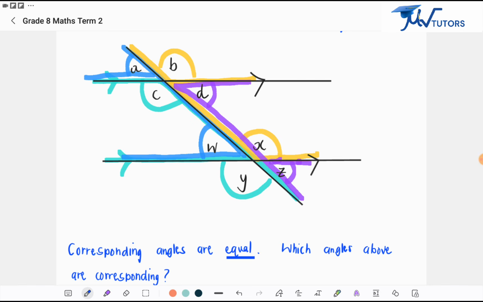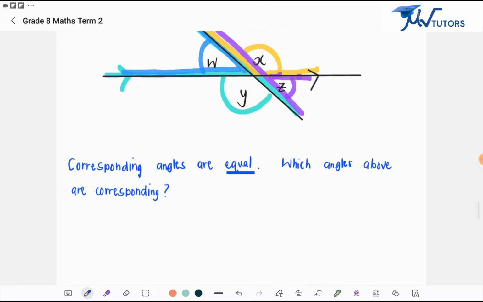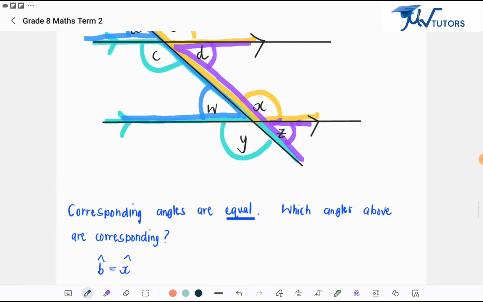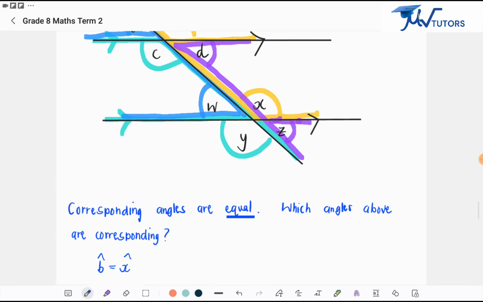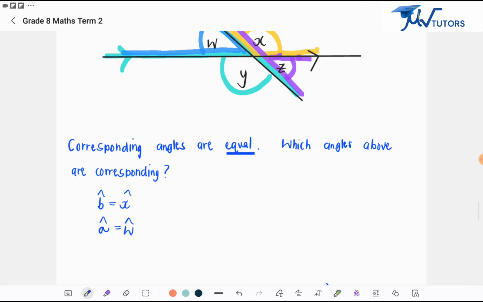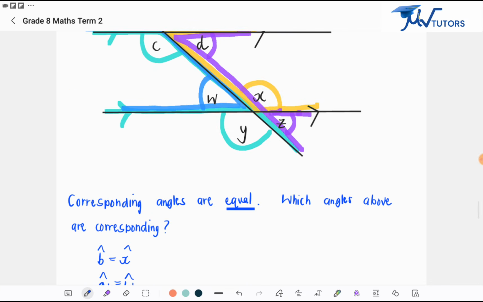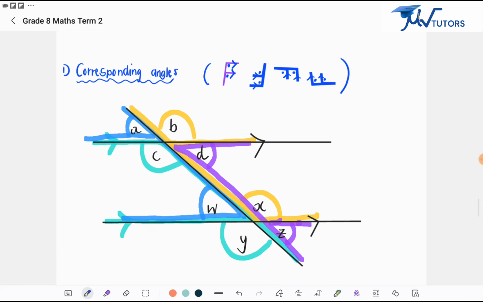And over here, which angles are corresponding? Well, we did mention that we have B and X. Okay, I'm going to indicate B with the hat on top. So B and X are equal. A and W are equal. All right, angle A and angle W, angle C and angle Y are equal. And also angle D and angle Z are equal. So that is basically corresponding angles. So part of fun, that's the F.